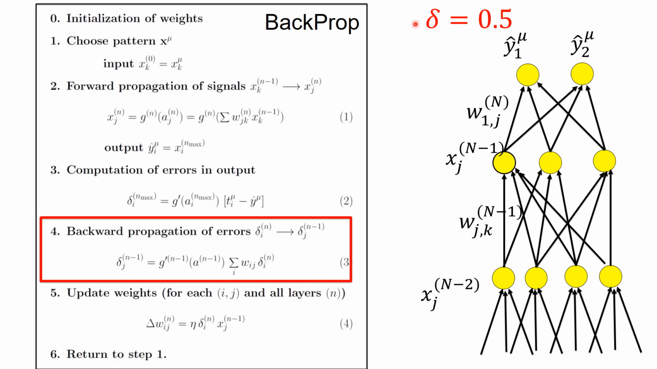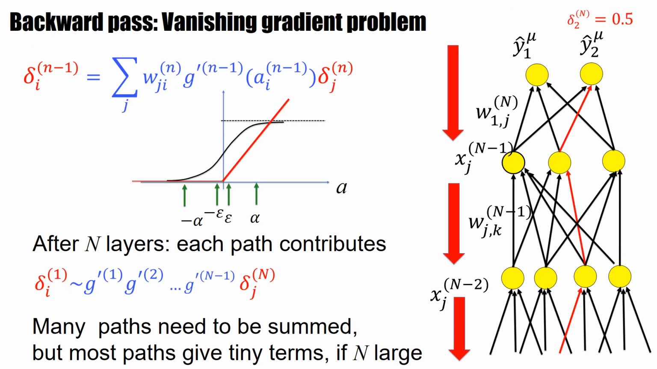Suppose for a given pattern we have a delta, a mismatch in the output of 0.5. Then this delta is propagated backwards to the previous layer, from there to the previous layer, and from there further on through the whole network. So here again is the formula of the update step of the backward path in backpropagation.